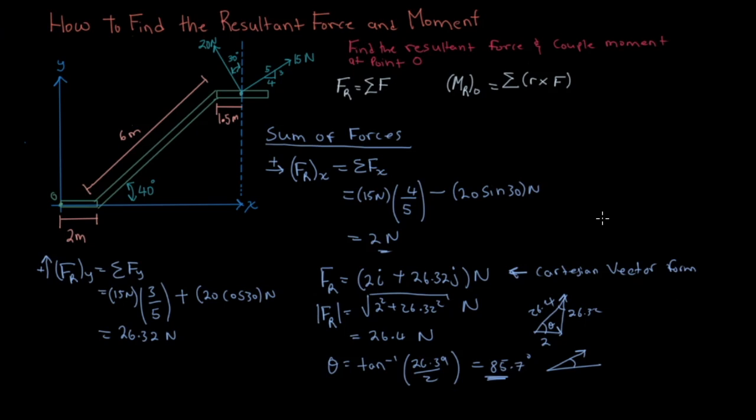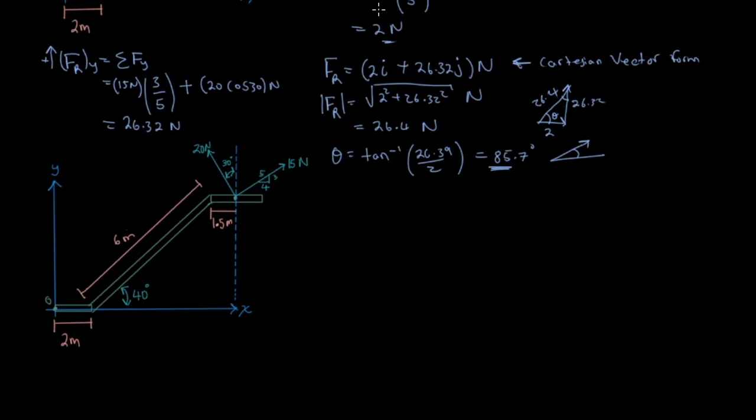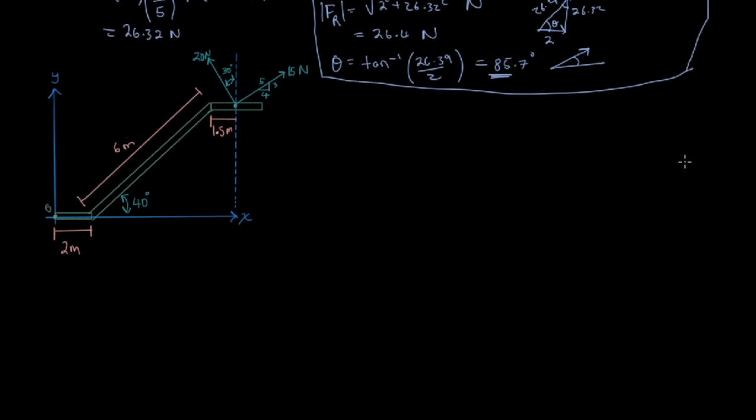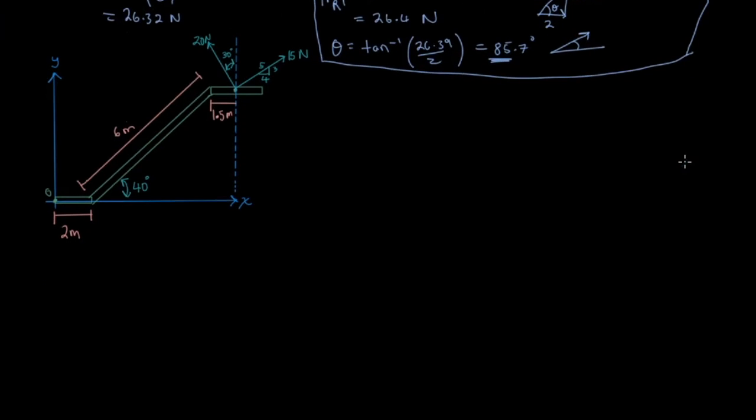How about the sum of moments? So we'll just scroll down here and create a little bit more space. And by the way, I'm just going to box this up as the answer to the first part of the question. Now we're asked to find the sum of moments, or the resultant moment. So let's do that now. How do we go about this calculation?